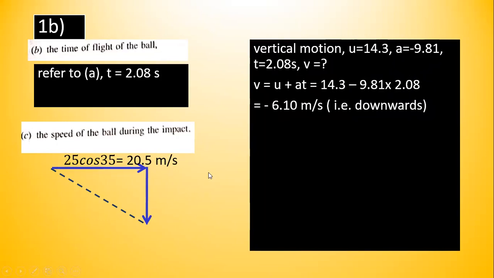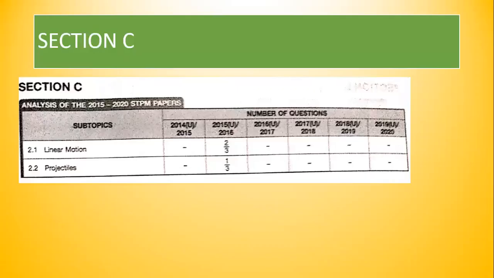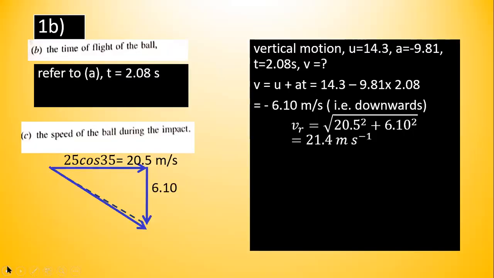That's the one. It should be downwards, not the upwards one. Then use Pythagoras' theorem. They want the resultant speed, they don't want the velocity, they don't want the angle. So they want the speed only, the magnitude. Okay with that?